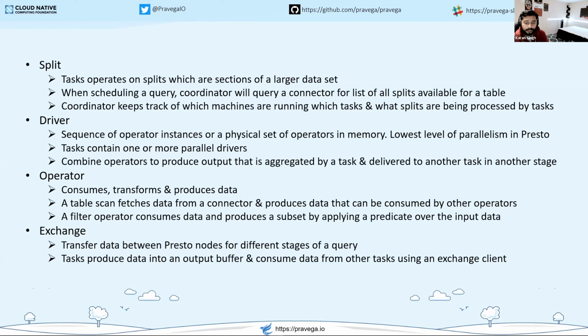A task produces data into an output buffer, and it is consumed by other tasks using an exchange client. So whenever data is required during aggregation or anything else, while processing is happening on the worker nodes, the exchange client is used to consume data from other tasks and exchange data between such tasks.